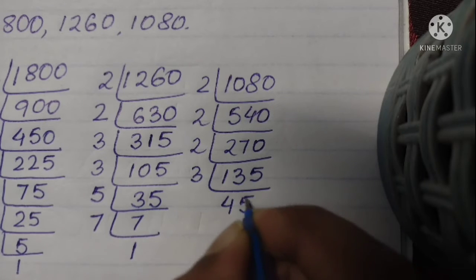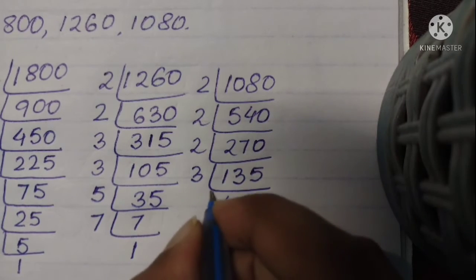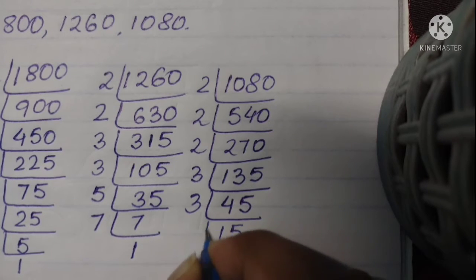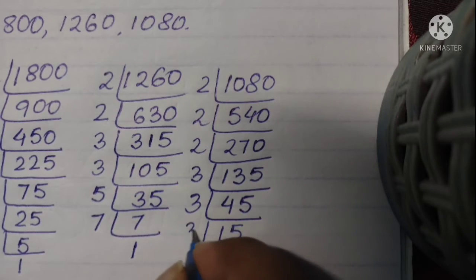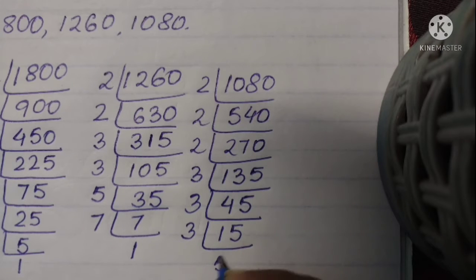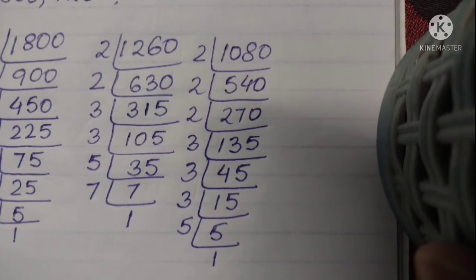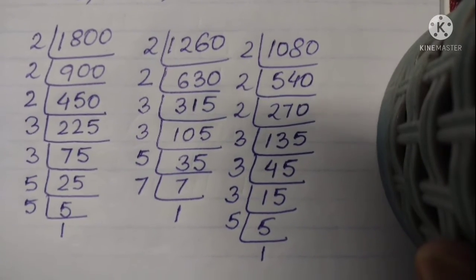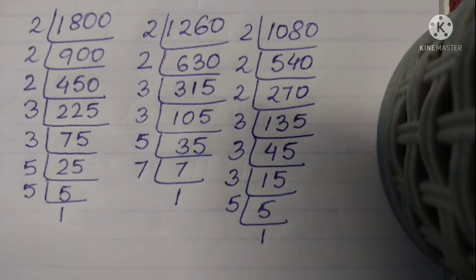135 is our quotient. It is divisible by 3. 45 is our quotient. 45 is divisible by 3. 15 is our quotient. 15 is divisible by 3. 5 is our quotient. 5 is divisible by itself. 1 is our final quotient. Okay. Now just list down the factors of each of the numbers.